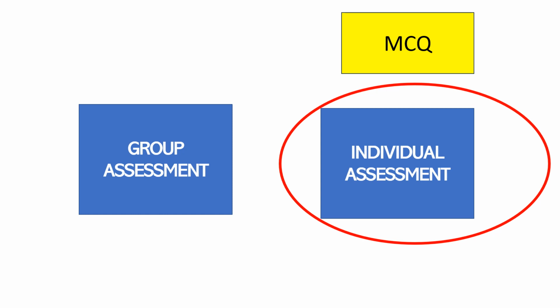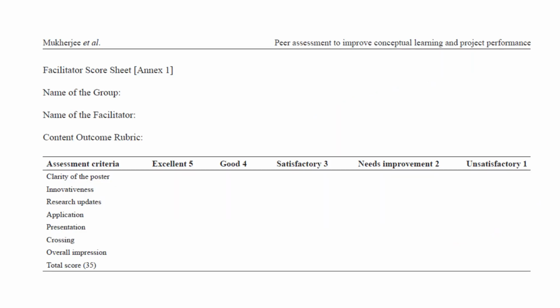Now how can we take the group assessment? It can be done by a facilitator score sheet, as you can see here. You write down the name of the facilitator; if I am doing the assessment, you write down my name, and then the name of the group. If I have divided the 50 students into 5 groups, then for group A, I will judge their poster on these criteria.